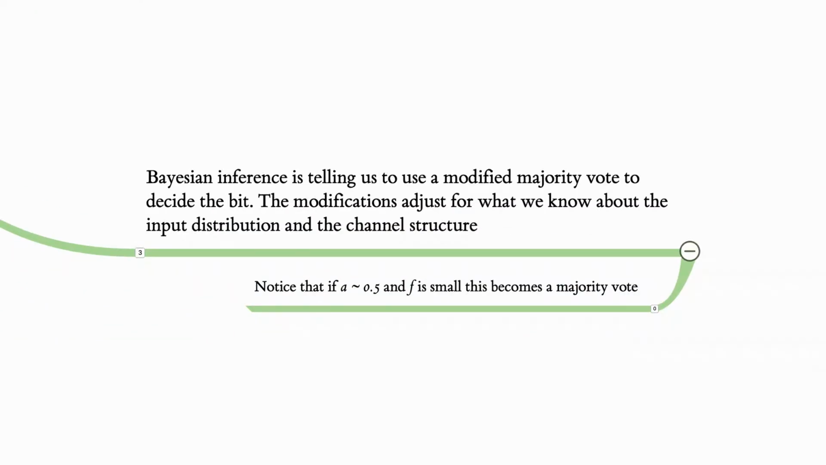So what Bayesian inference is telling us in this case is basically to use a majority vote to decide the bit. And the modifications to this majority vote are to adjust for what we know about the input distribution and the channel structure. Now, if the probability of sending a 1 or a 0 into the channel is approximately a half, and if the probability of a bit flip is small, this basically becomes a majority vote.